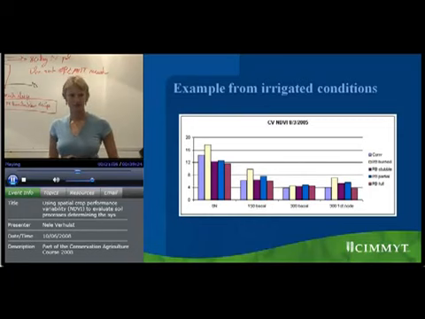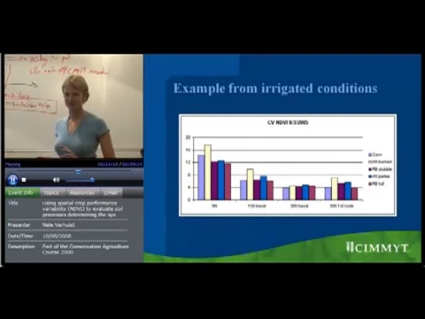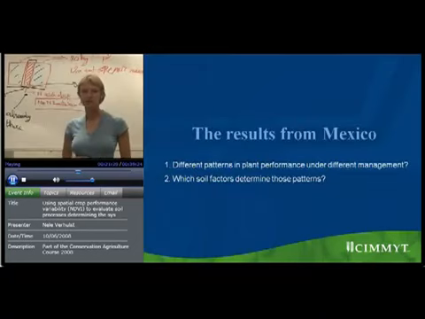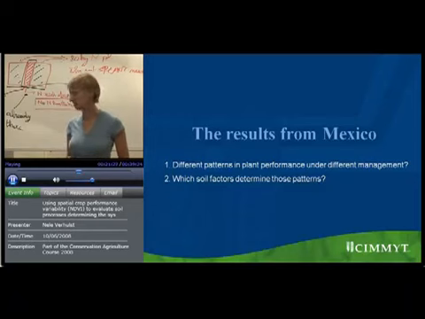I'm sure chemists told you a lot about CA in irrigated conditions. I'll show you some results. So we've got bad soil quality, high variability. Next question, do we have different patterns in plant performance under different managements? And if we do, which soil factors are going to determine those patterns?